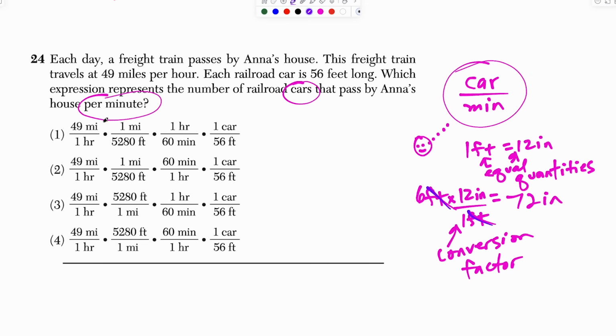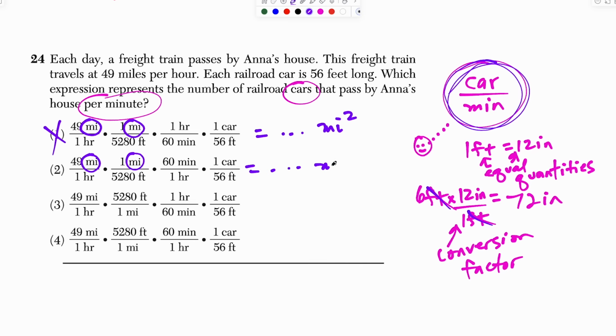So when I look at, let's say, 49 miles per hour, and we want to wind up with cars per hour at the end. Well, here I see we're doing miles times miles. So at the end, we're going to have a number and then miles squared, which is not what we want, so 1 is out. Here, we have miles times miles is once again miles squared. So this answer choice is also no good.